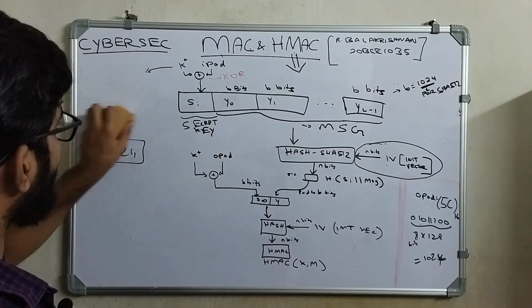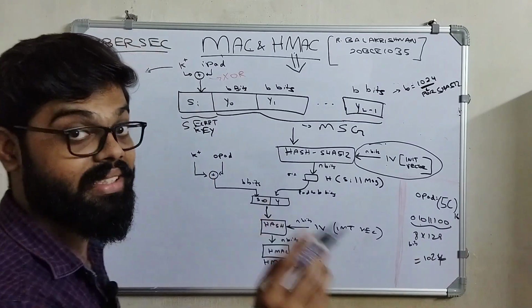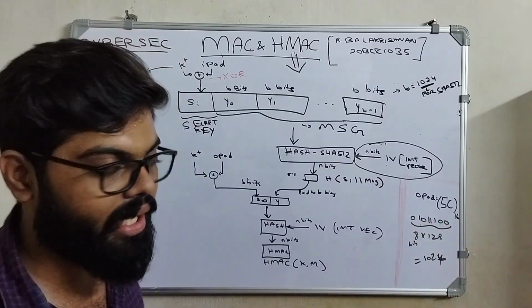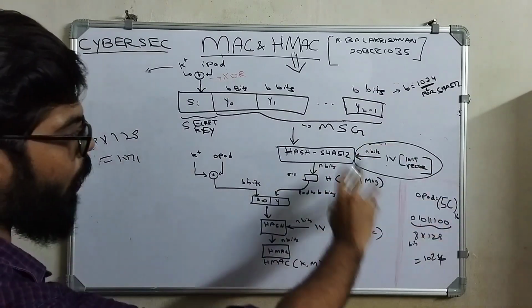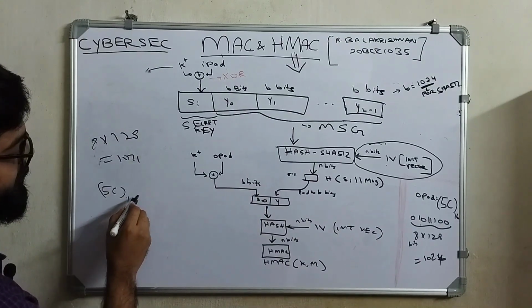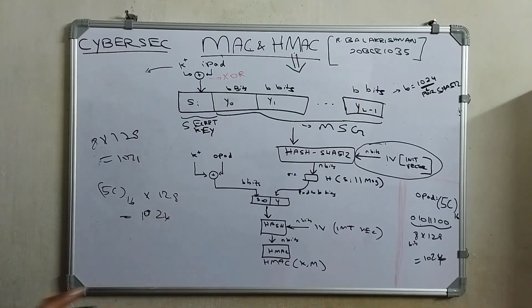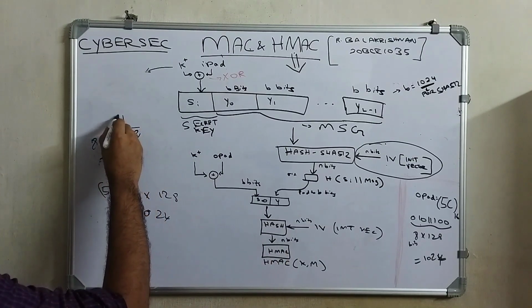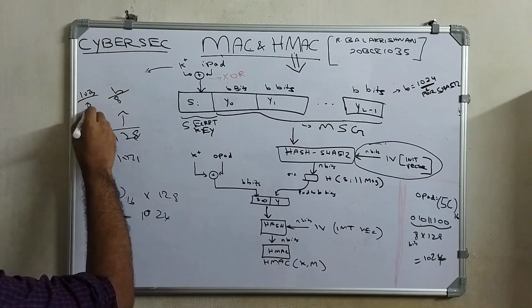OPAD is nothing but 5C to the base 16, which is a hexadecimal value. If you open it up in binary, it is 8 bits again. So 8 bits into 128 would be 1024 bits. So this is the OPAD, completely. OPAD is this 5C base 16 repeated 128 times so that at the end you get 1024 bits. In general it is not 128 times, it is B by 8 times, because B is 1024 divided by 8, which is 128 in our case.